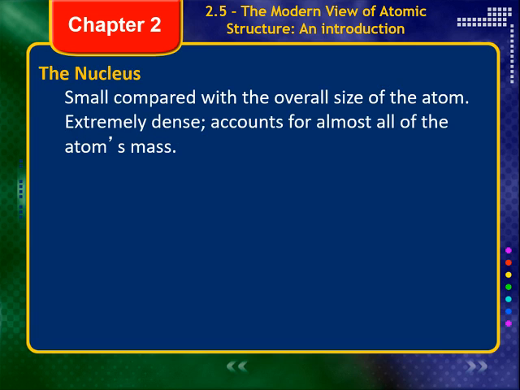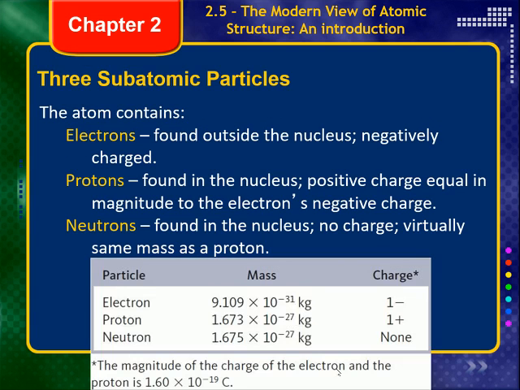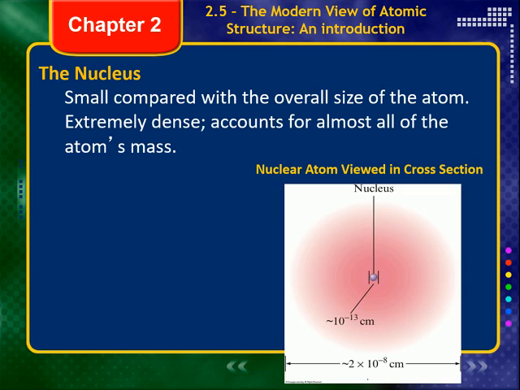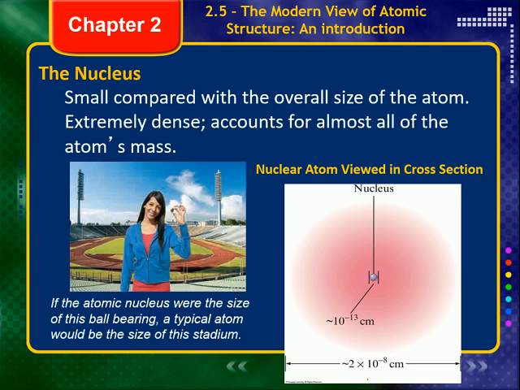So we have the nucleus. It's pretty small compared to the overall size of the atom. It's extremely dense, and it accounts for almost all of the atom's mass, which makes sense because on this last slide we saw that the mass of the electron is about 2,000 times smaller than that of a proton or a neutron. And so if we look at an atom in cross-section, we see that the nucleus is very, very small. We see this diffuse area around it here in pink is what is now known as the electron cloud, and the electrons are just going to be circling that nucleus randomly wherever their angular momentum takes them.